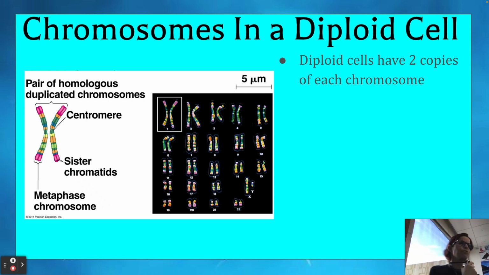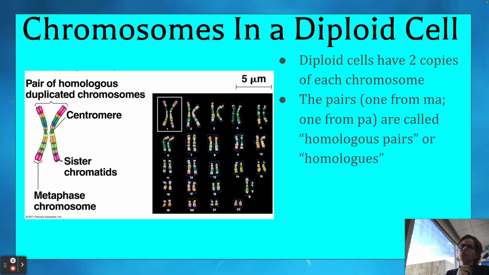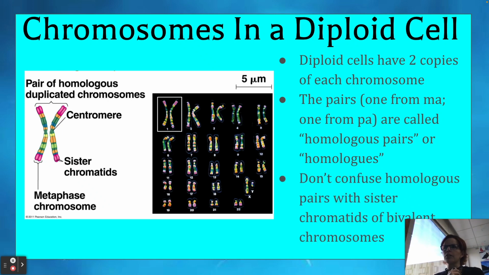All right, let's just review really quickly chromosomes in a diploid cell. What does the prefix DI mean? Two. It's a different language than BI, and I never remember whether it's Greek or Latin, which one's which, but DI means two. So two copies of each chromosome in the cell. So you get one from biological mom and one from biological father, and they're called homologous pairs or homologs. That's kind of a fancier word than homologous pairs.